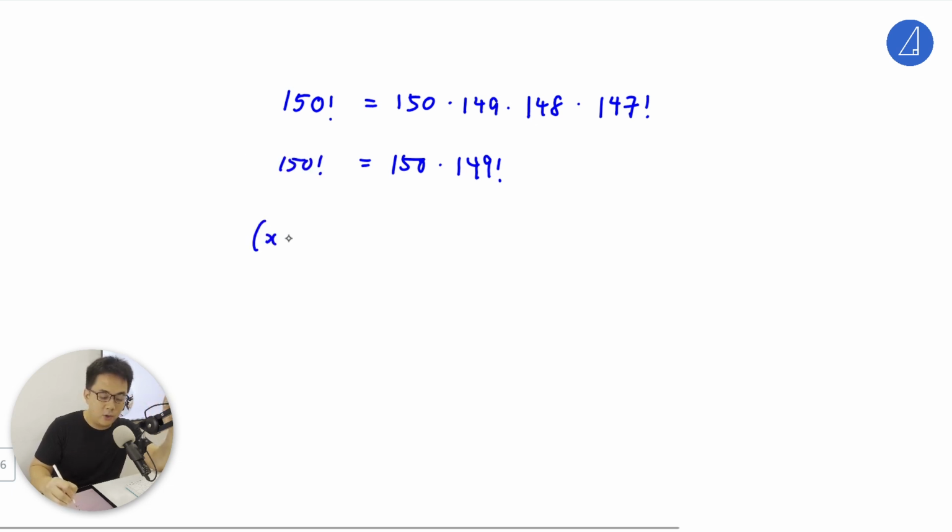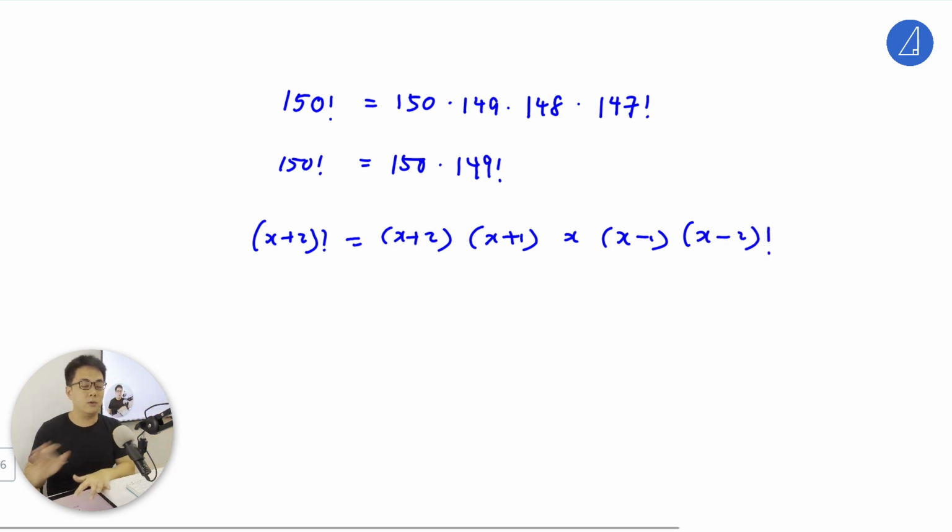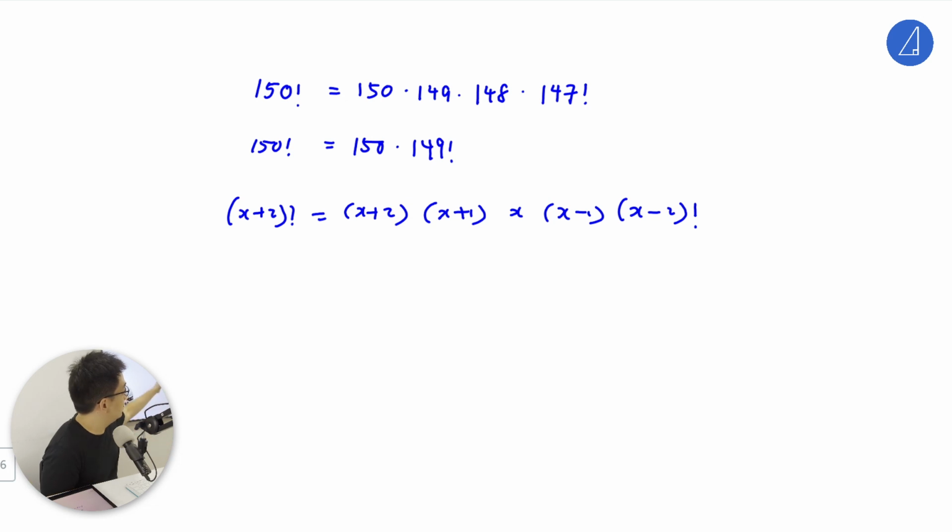Basically, the question will come out like that. (x+2)! will be (x+2) multiplied by (x+1) multiplied by x and so on. You can go down however many terms you want, you just make sure you put a factorial sign behind it so that it's balanced. Okay, that's how you play factorial.